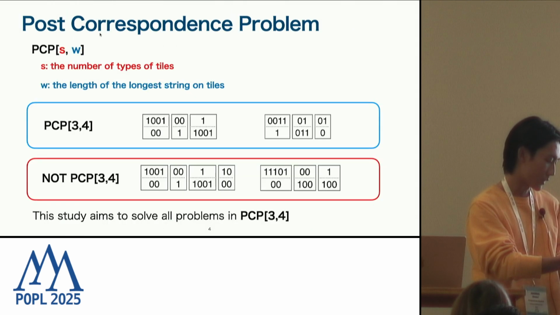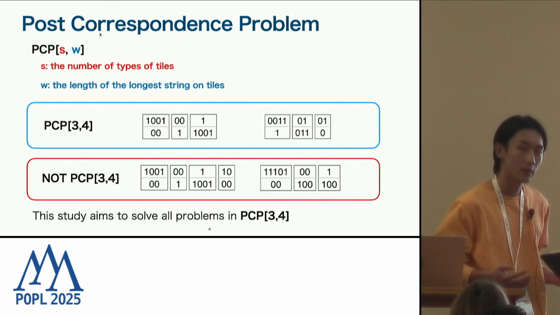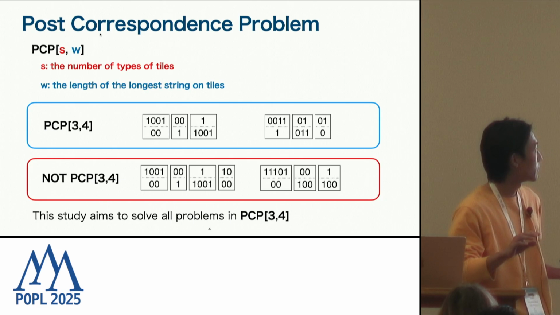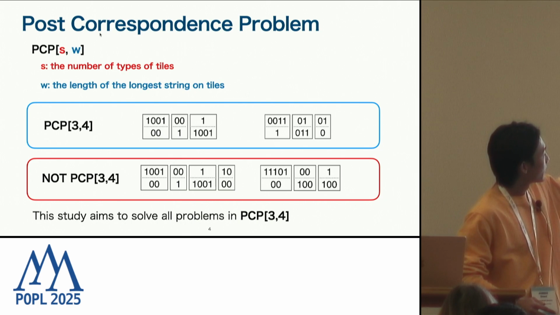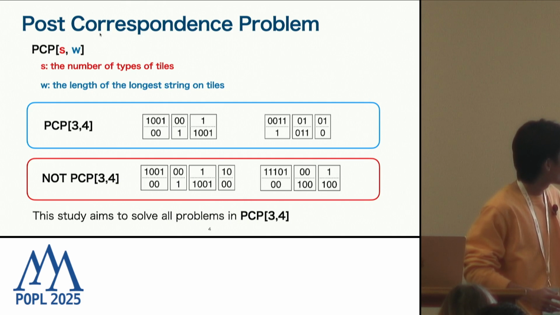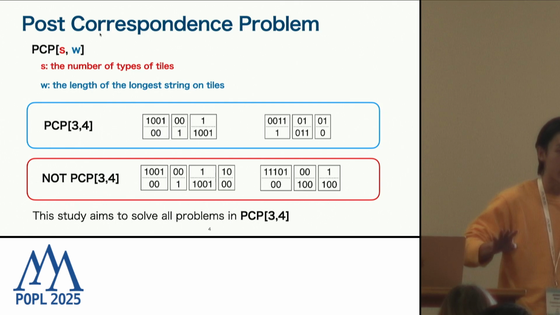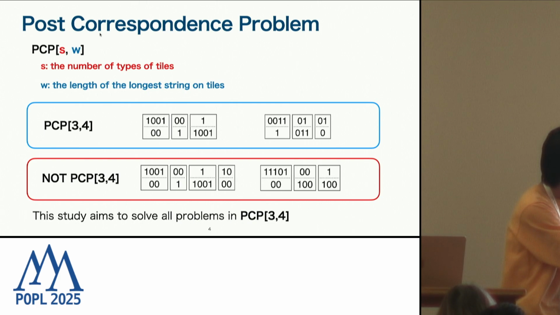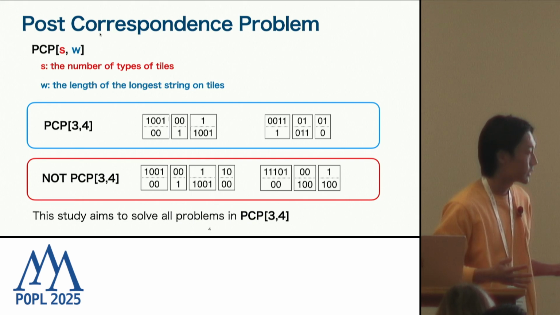PCP(S, W) refers to the subgroup of PCP instances which have exactly S types of tiles, where the length of the longest string on the tiles is W. For example, the above 2 instances belong to PCP(2,5), but the below 2 instances do not. The bottom right one has 4 types of tiles, so it belongs to PCP(4,4), and the bottom left one has a word consisting of 5 characters, so it belongs to PCP(2,5). In this study, we aim to solve all problems in PCP(3,4).